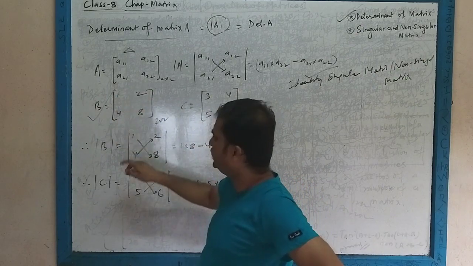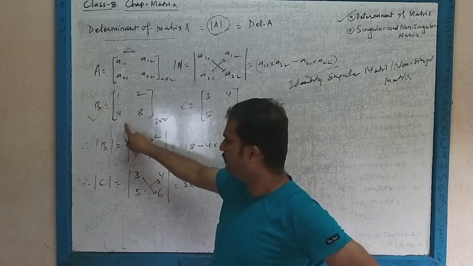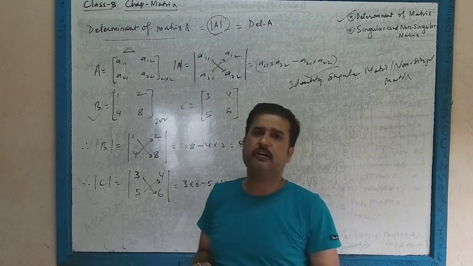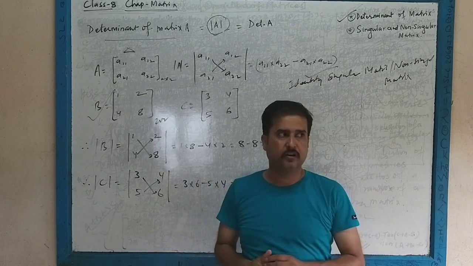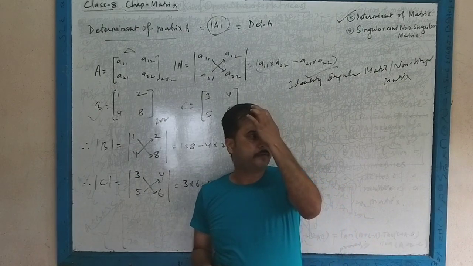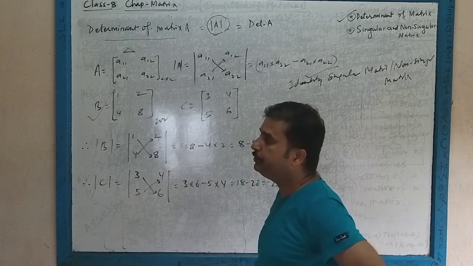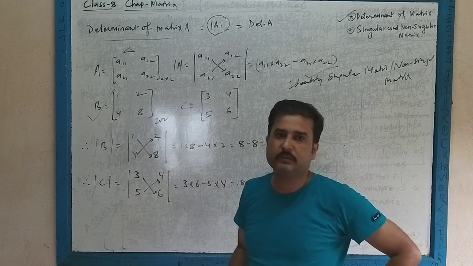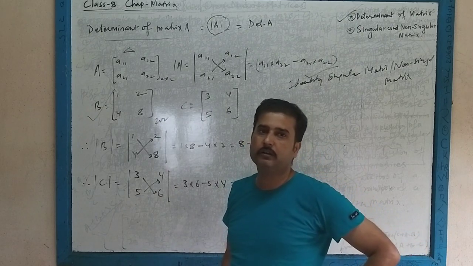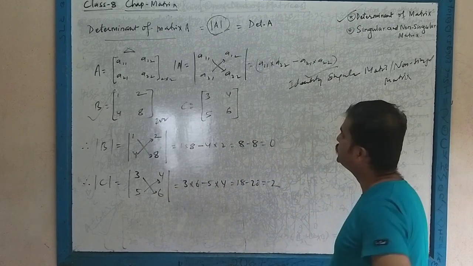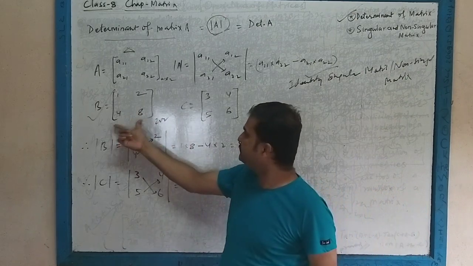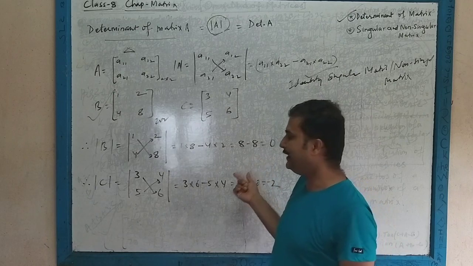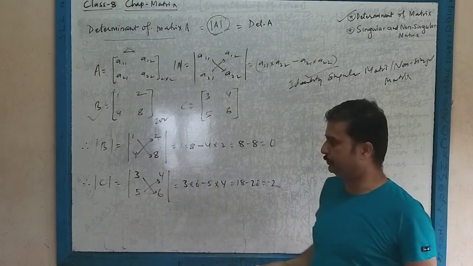Let's take matrix B. To find out the singularity or non-singularity of a matrix, you need to find its determinant. On the basis of the determinant, you can see whether the matrix is a singular matrix or a non-singular matrix. Here I am taking examples, matrix B and matrix C. I have found the determinant of matrix B is 0, and here the determinant of matrix C is not equal to 0.